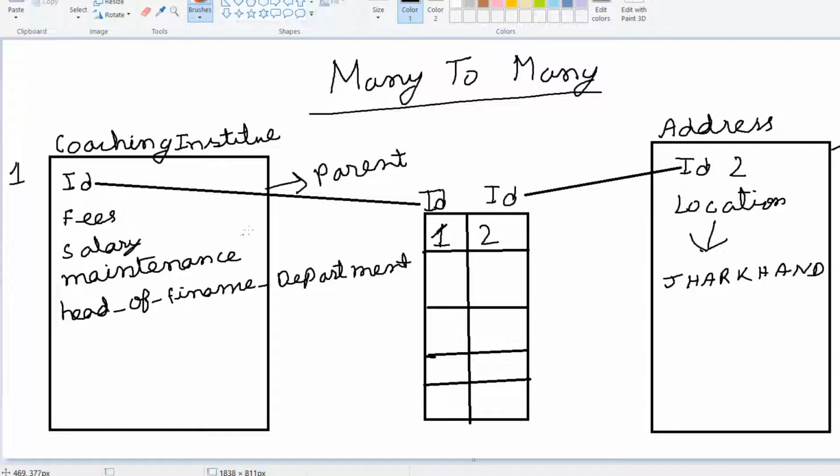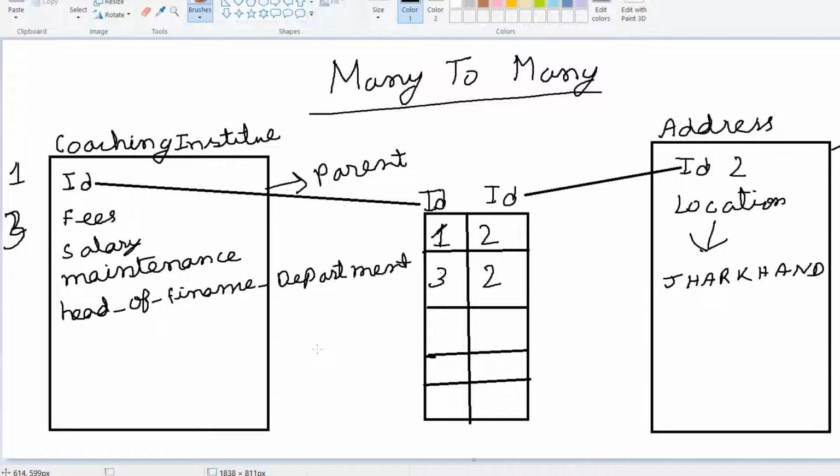Now let's say I have created another coaching institute, and in that coaching institute the ID will become 3, not 2, my mistake. So the ID will become 3 and the location is Jharkhand. Then it will map like this. One coaching institute is mapped to Jharkhand, and now the coaching institute with ID 3 is mapped to Jharkhand. So this is how we can establish a many-to-many relationship.